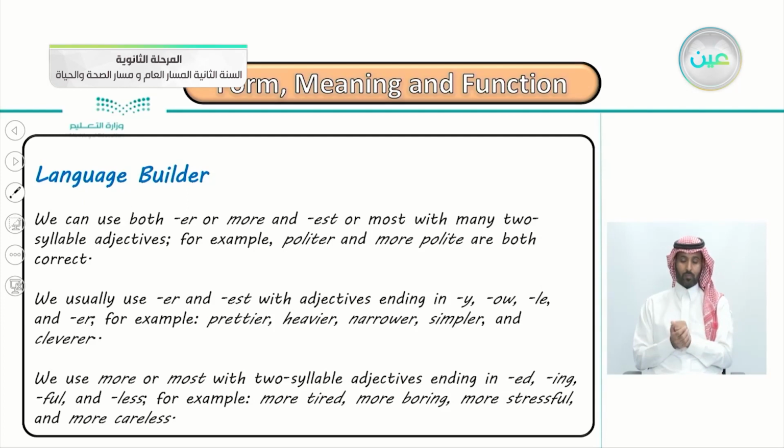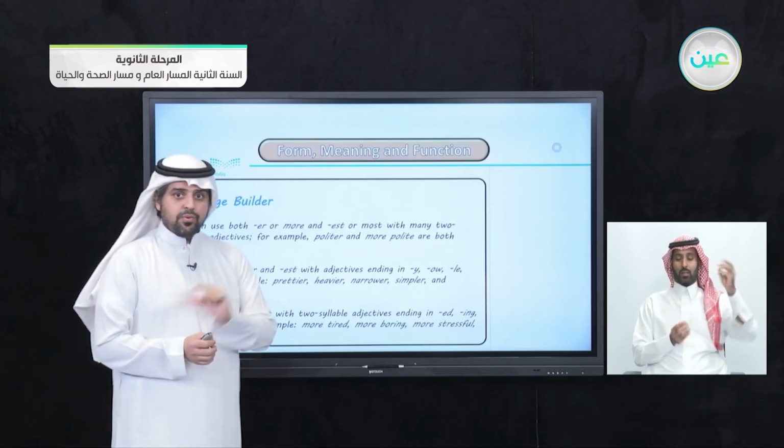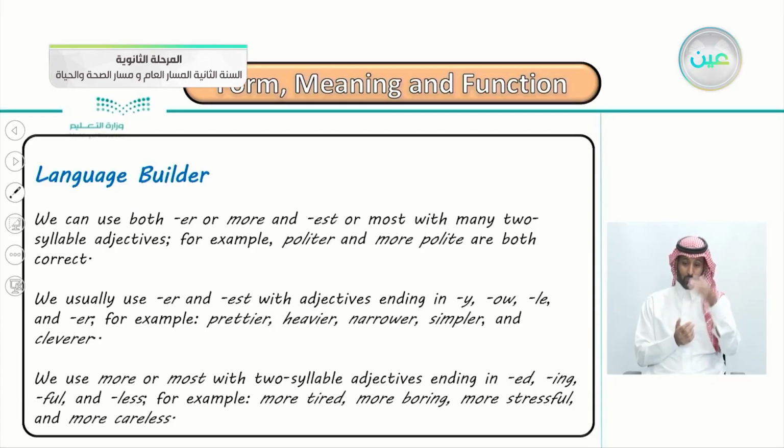For example, the adjective polite, you can say politer or you can say more polite. They both are correct. Polite is a two-syllable adjective. So you can either write politer or more polite. We usually use ER and EST with adjectives ending in Y, OW, LE, and ER.